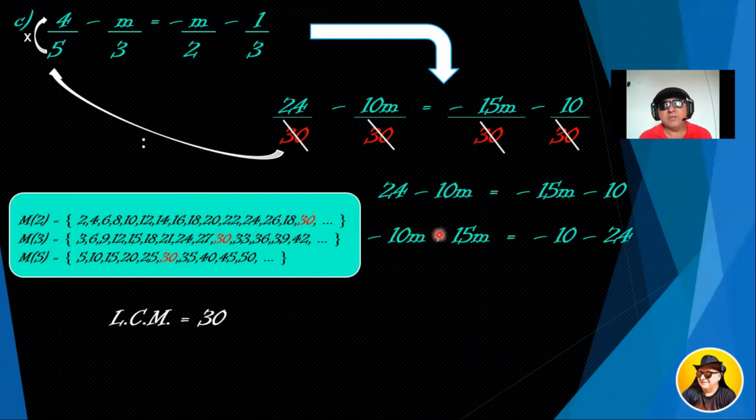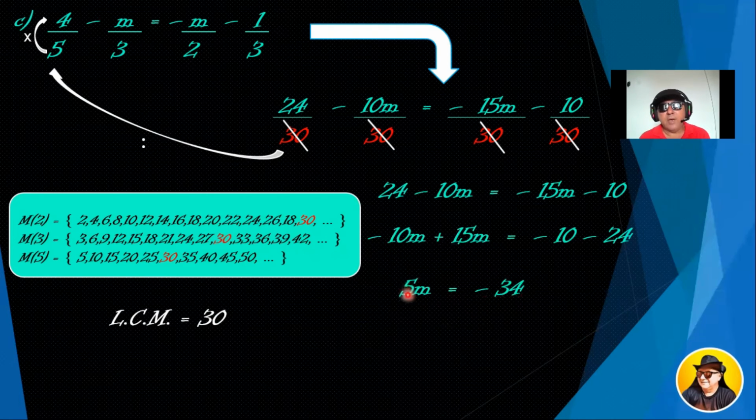Remember, different signs. What do you do? Subtract and give the sign of the largest number. And here, the same sign, add them and keep the same sign. So I have here 5m, isn't it? 5m. And here I have minus 34. See, 5m is minus 34.